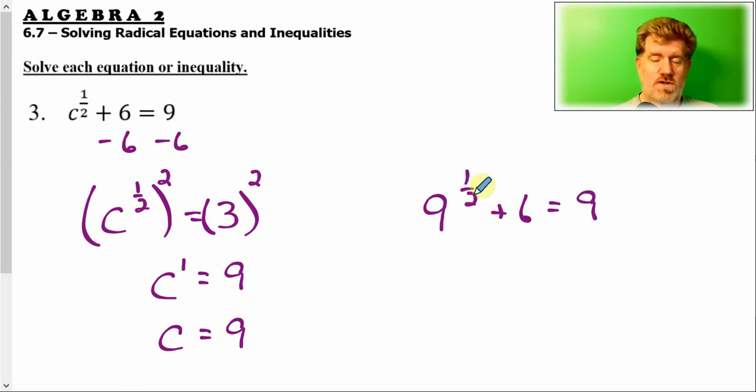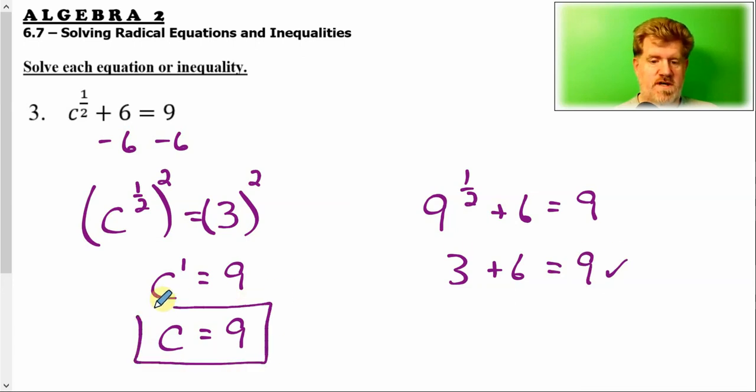What's 9 to the 1/2 power? Well, it's the square root of 9, which is 3. 3 plus 6 is definitely 9. This definitely is our answer.